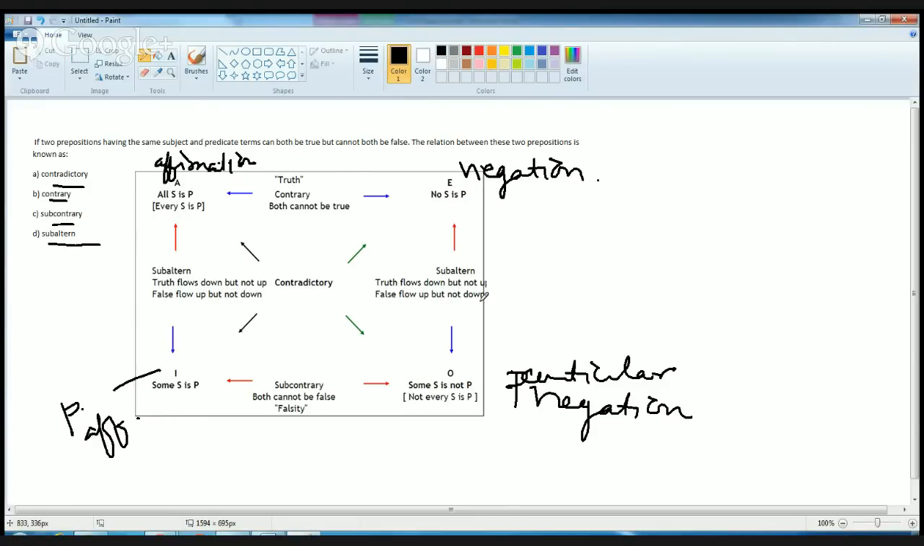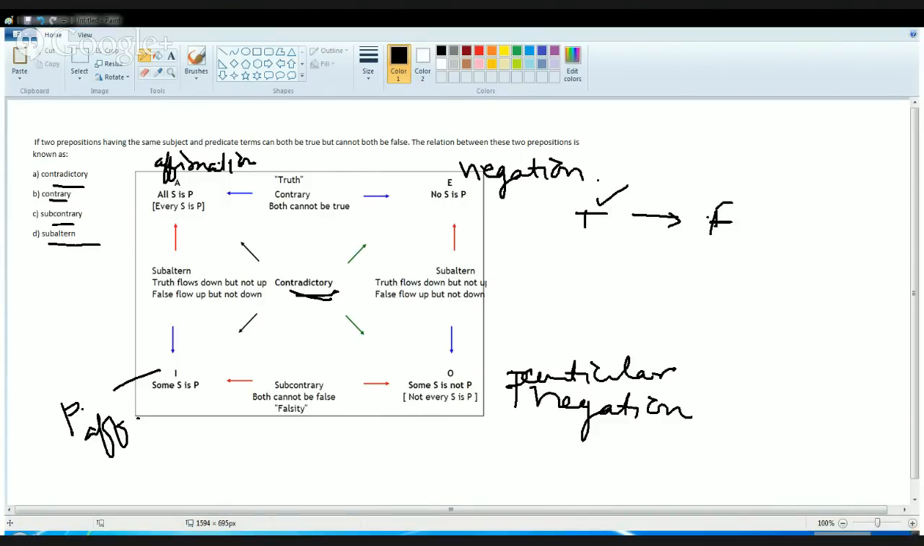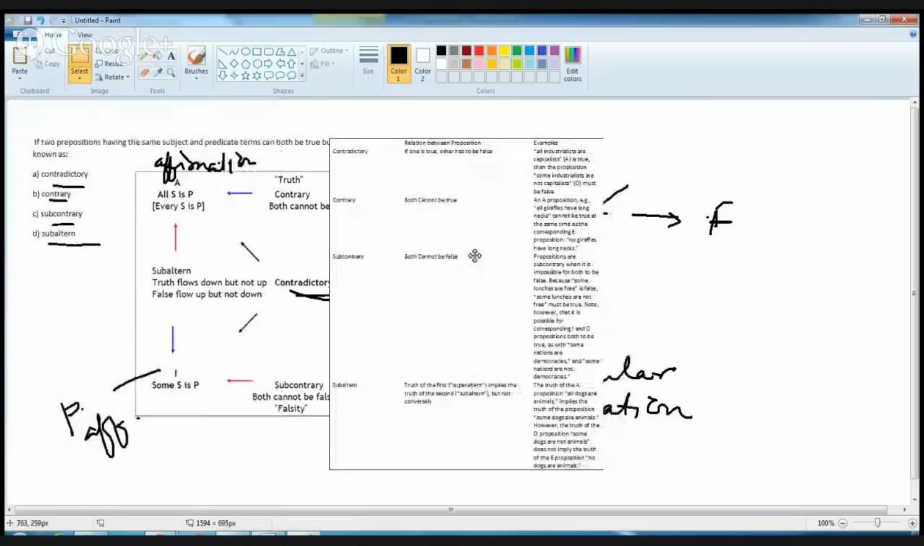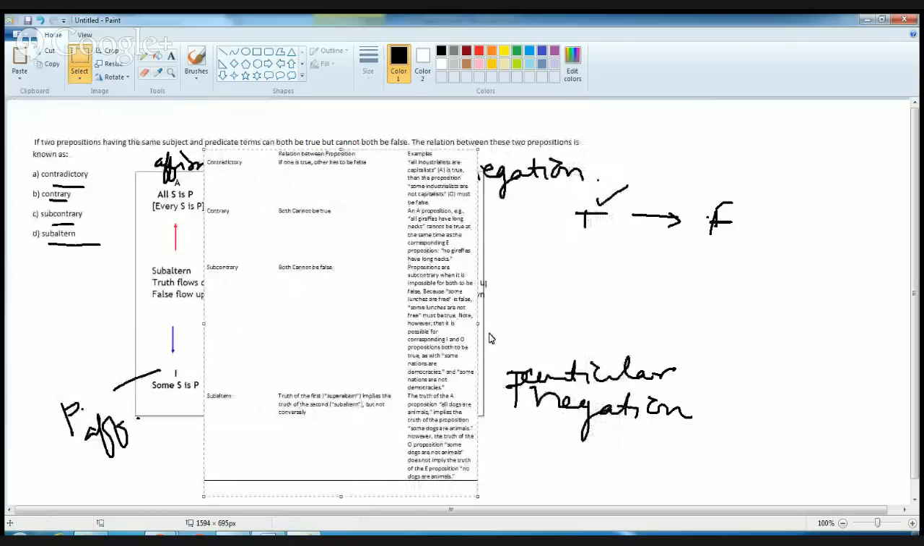Now let us understand. Contradictory means if I am saying one phenomenon is true, the other has to be false. This is the basis of the contradictory approach. I'll be putting up an interesting table that will help you understand the concept in detail. So here is the table.